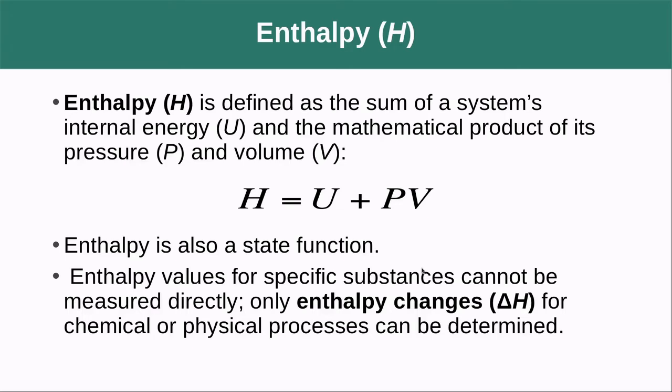So chemists are mostly concerned about enthalpy, and we're going to talk a little bit about what that is. Enthalpy is defined as the sum of a system's internal energy and the mathematical product of its pressure and volume. The enthalpy is also a state function, and unlike internal energy, we cannot calculate the absolute enthalpy of a substance. But again, we're not very concerned about the enthalpy inside the substance. We're concerned about how the enthalpy changes during a chemical or physical process.